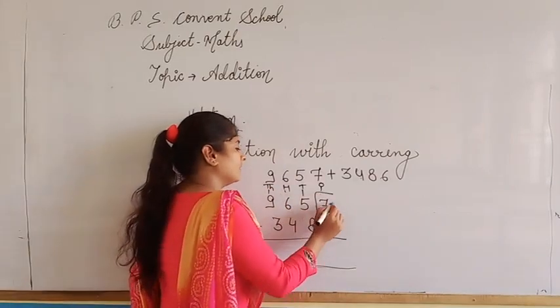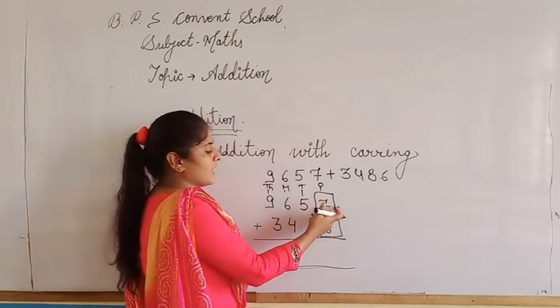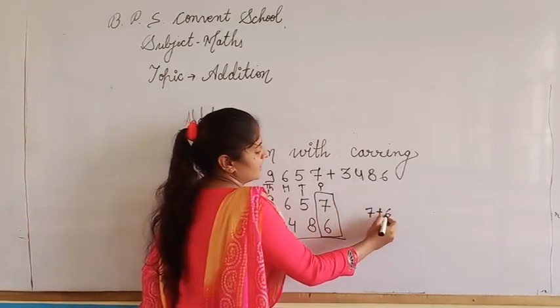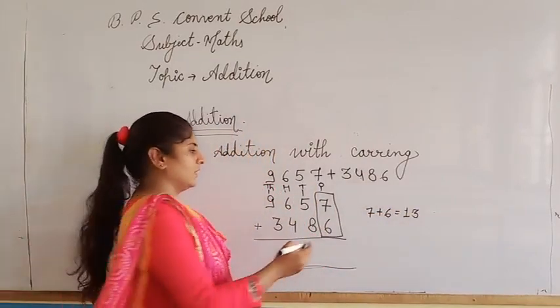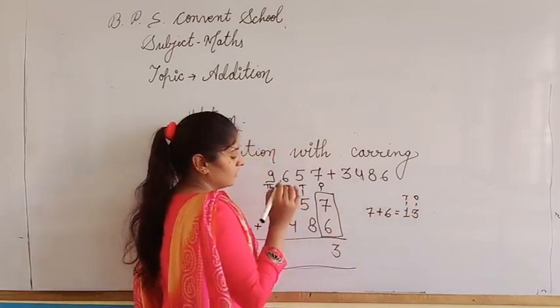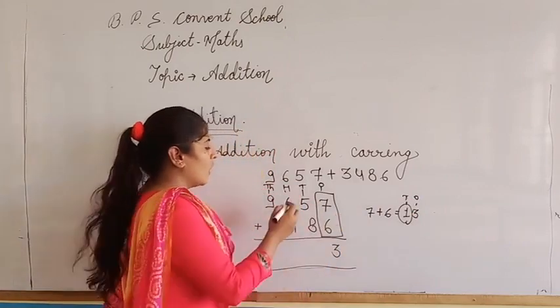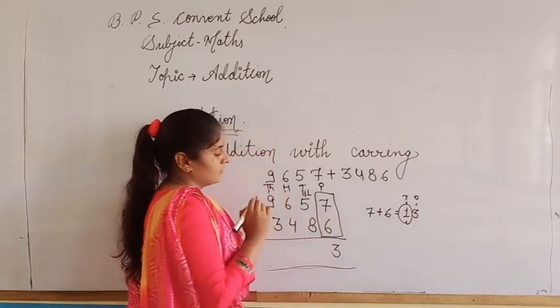First, we add the ones column digits. The digits are 7 and 6. When we add 7 and 6, we get 30. The ones digit we write downside, and the tens digit we write over the next place digit.